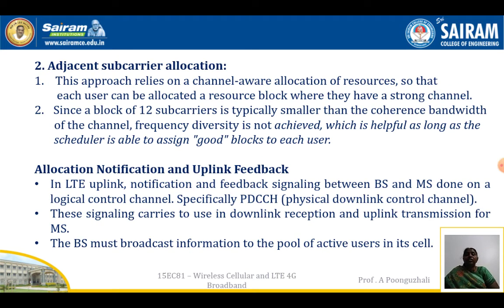The second allocation is adjacent subcarrier allocation. Adjacent subcarrier allocation is going to rely on the quality of the channel. So based on the quality of the channel, allocation of the resources is going to be done, so that each user can be allocated a resource block where they have a strong channel. Since a block of 12 subcarriers is going to be smaller than the coherence bandwidth of the channel, in that case the frequency diversity is not going to be achieved.